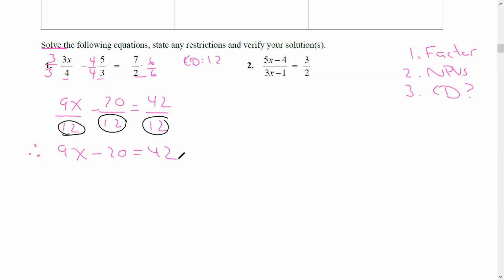I did not simply cancel the denominators. People love to say that. They love to cross off the denominators. No, if the left-hand side is equal to the right-hand side and I have a common denominator, then the numerators are equal to each other. It's not magic, it's logic. And now all we need to do is isolate for x. So move the 20 to the other side by adding 20 and then divide by 9.